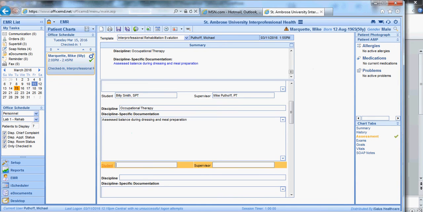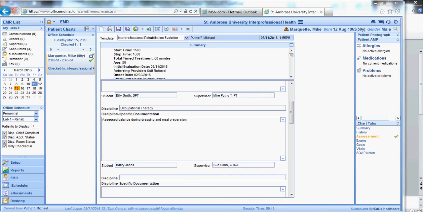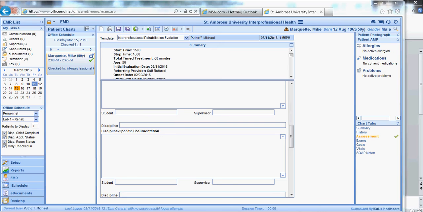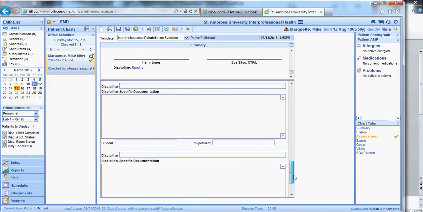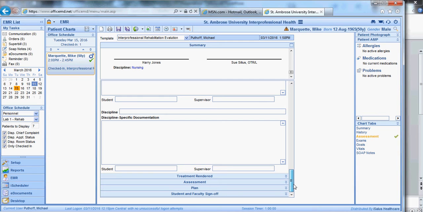And again, they're putting in their students' names. That professional designation is noted as you go. And I think you probably get the point with this. We could do nursing here or speech, whatever the case may be, and they're doing their individual note as we go. Again, we always want to hit save as we go along. We don't want to have to retype things in. There's about 5 or 6 different boxes for that.